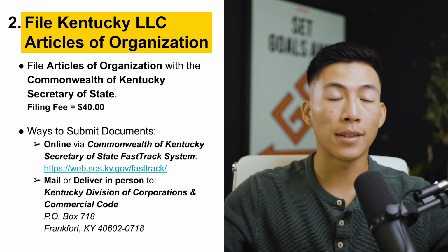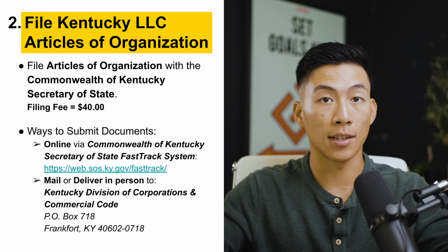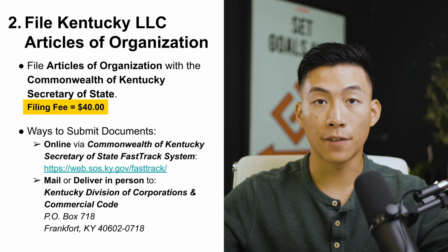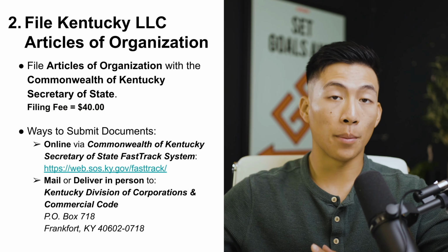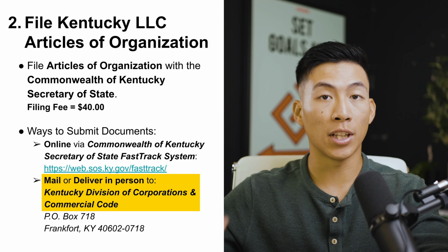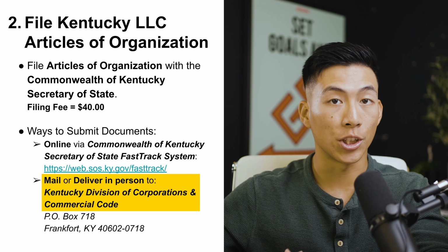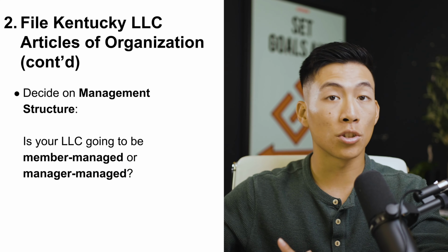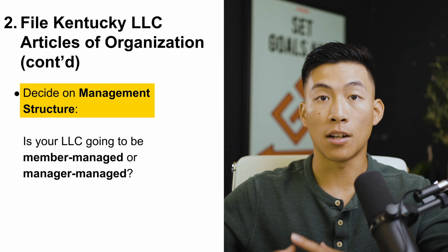Now, step number two, and that is filing your Kentucky LLC Articles of Organization. The filing fee for this is going to be $40. And there's a couple of different ways to submit it. You could do this online through their Secretary of State website. You can go in person, or you could do what we'll show you later, which is using an online business formation service like Bizee.